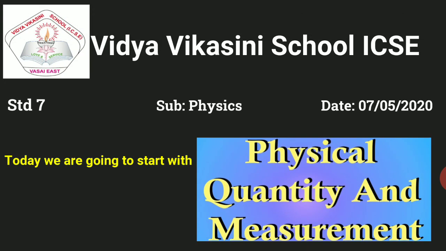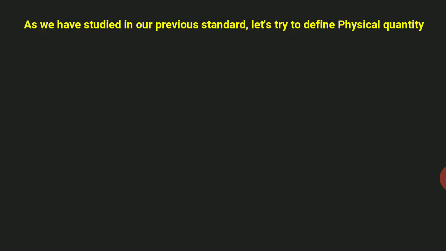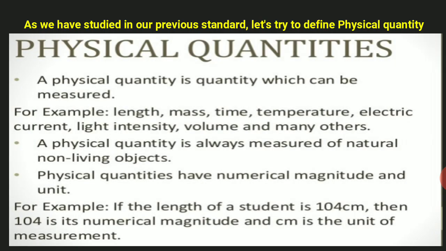Our topic for today's class in physics is physical quantities and measurement. We had learned last year regarding the physical quantities. So let us try to define it. Physical quantities are quantities which can be measured.